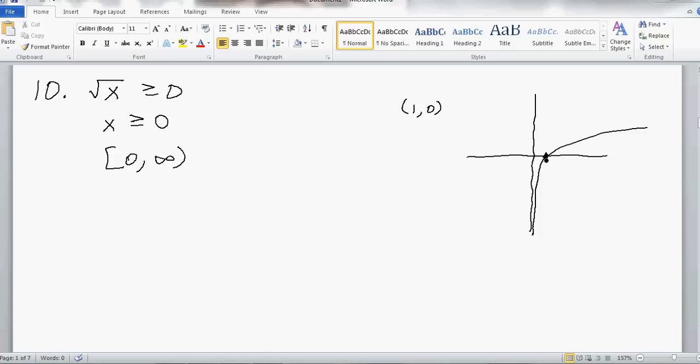Now we're going to do our shifts and all those other good things that we need to do. So number 11. Number 11, we look at it, and a couple things.